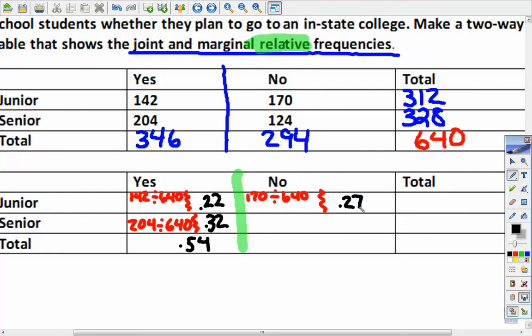And how about the joint relative frequency of the seniors that said no? It would be 124 divided by what? 640. And I'm guessing, hang on, 54 and 27 is 81, so hopefully 0.19. Yep. 0.19. All right, I agree.